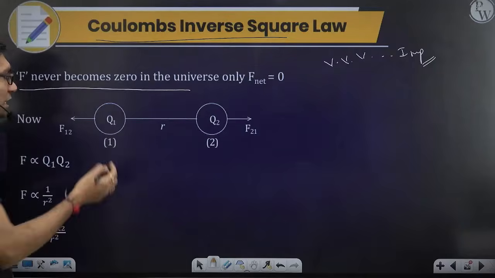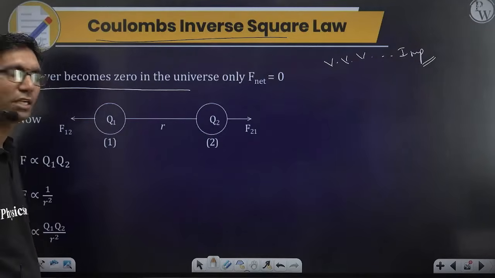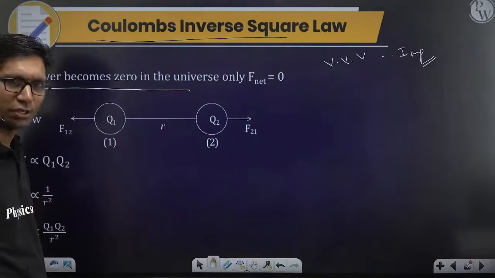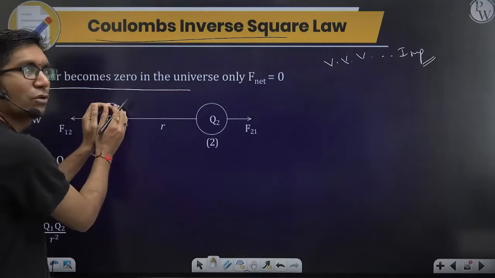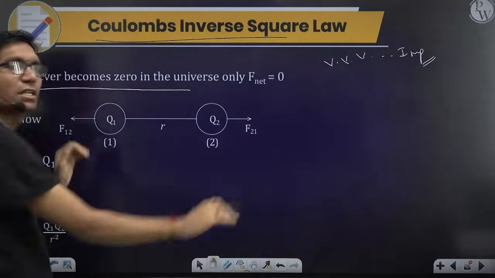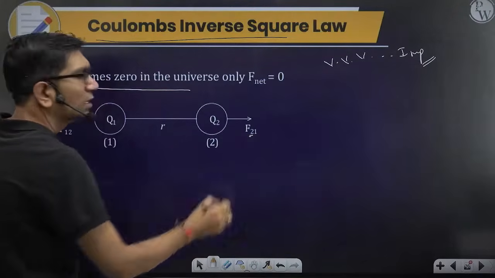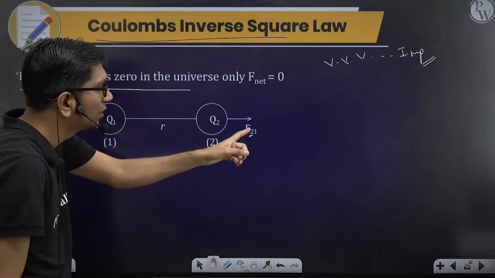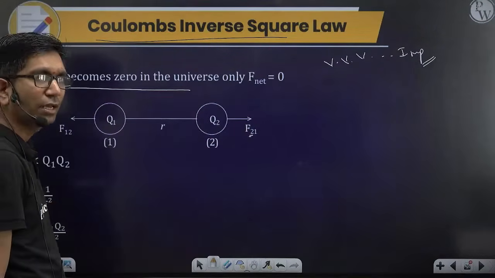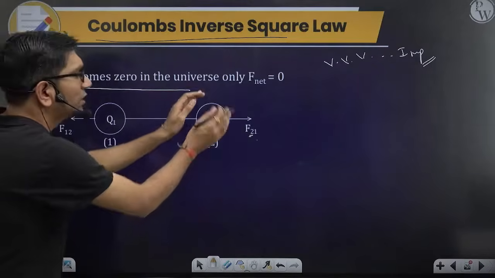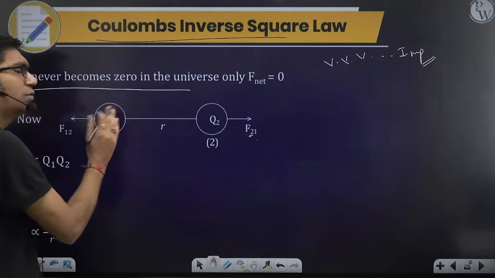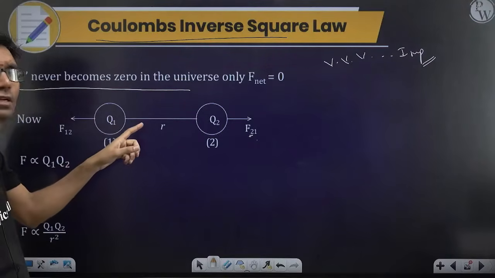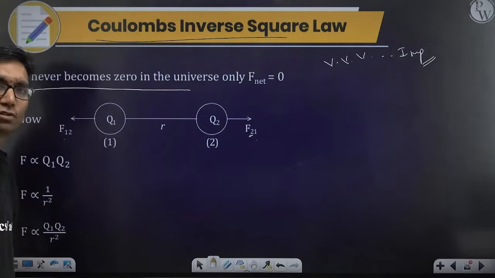As everyone knows, this is a positively charged body, this is a positively charged body, this is charge Q1, this is charge Q2. Of course, positive and positive get repelled. So what will this charge do? This charge will push the other charge in this direction with a force F2. The force acting on the second charge is F2 due to the first charge. This charge will also push the first charge in this direction, with force F1 due to the second charge.